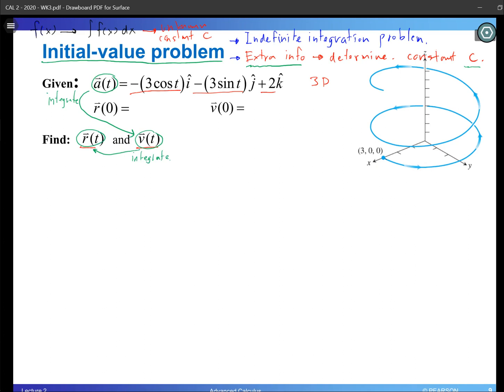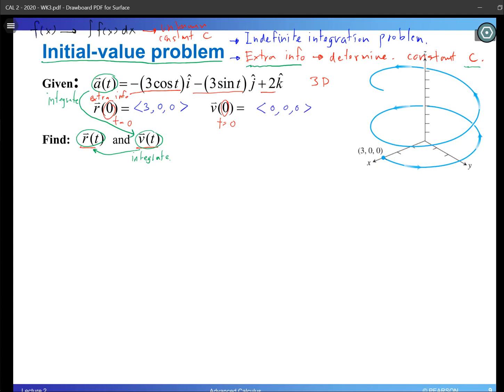So the initial value problem is going to give us this extra information about some points on r and v. Let's take a look at the first point here. This extra info is the value of the position vector at time equal to 0, right? Notice here, time equal to 0, and also the velocity vector at time equal to 0. So I'm going to add it right here. The position vector at time equal to 0 is equal to 3, 0, 0. And the velocity vector at time equal to 0 is equal to 0, 0, and 0.